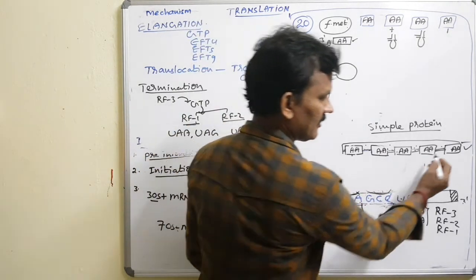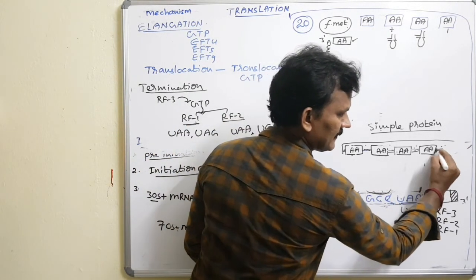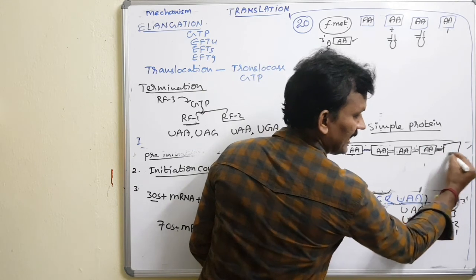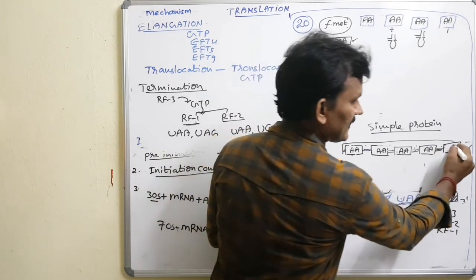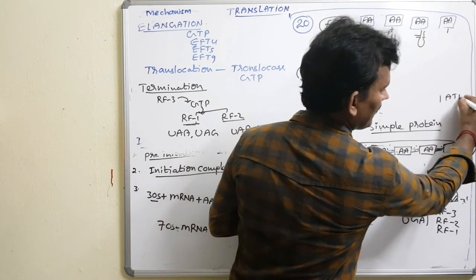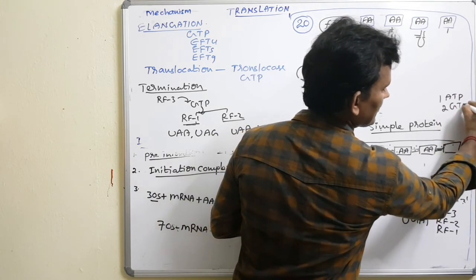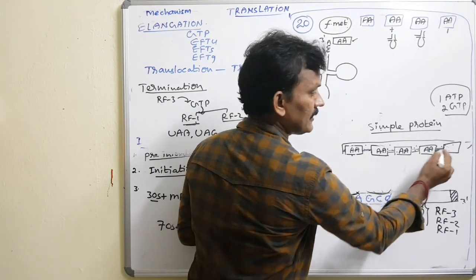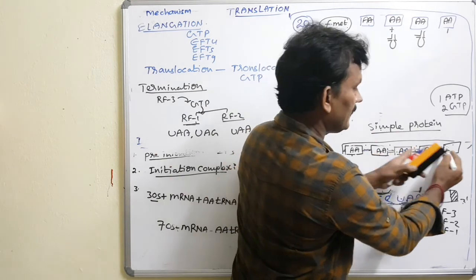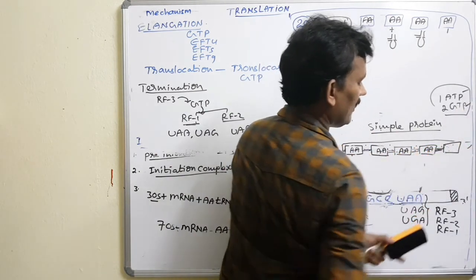By adding one amino acid to the existing polypeptide, 1 ATP and 2 GTPs are needed. So for integration of one amino acid to the existing polypeptide, 1 ATP and GTP are needed.